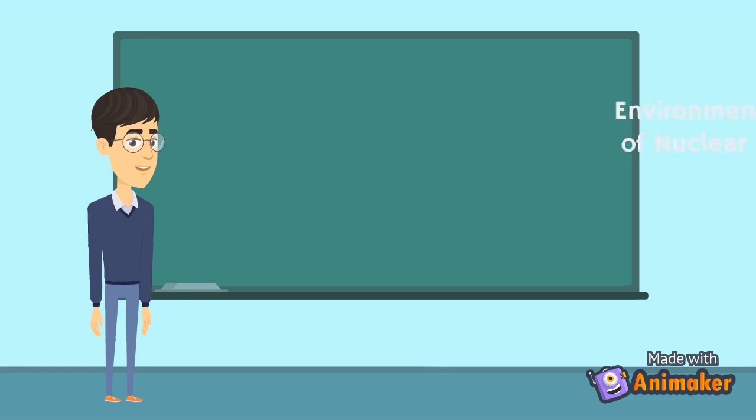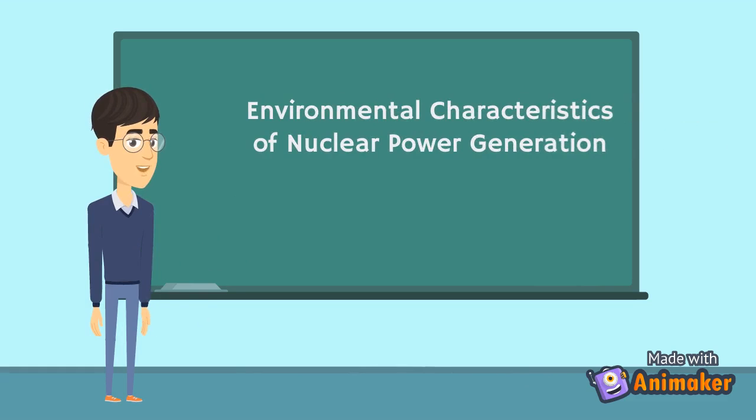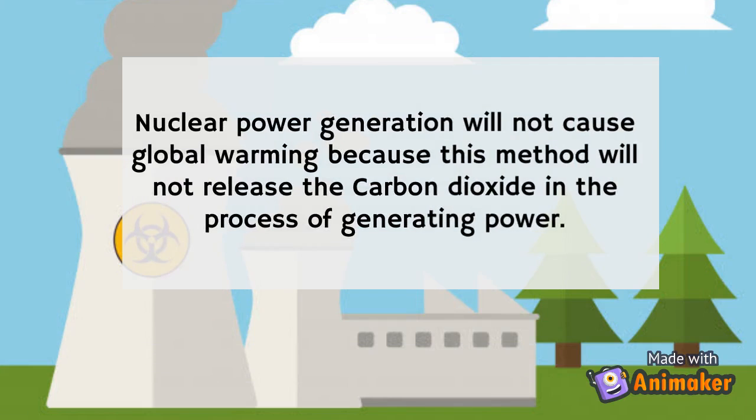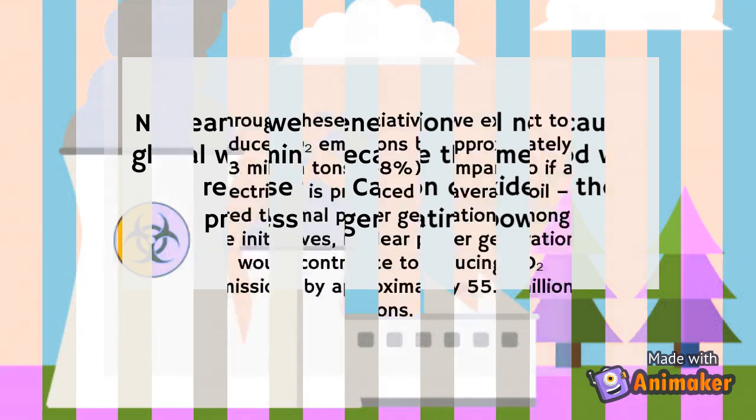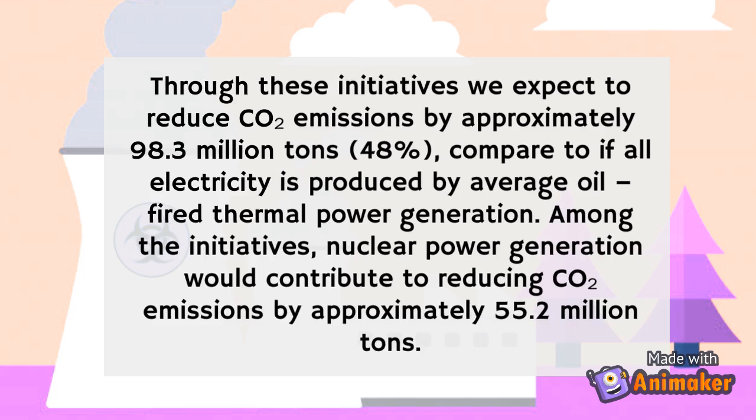Okay, let us move on to environmental characteristics of nuclear power generation. Nuclear power generation will not cause global warming because this method will not release carbon dioxide in the process of generating power. Through these initiatives, we expect to reduce CO2 emissions by approximately 98.3 million tons, 48%, compared to all electricity produced by average oil-fired thermal power generation. Among the initiatives, nuclear power generation would contribute to reducing CO2 emissions by approximately 55.2 million tons.